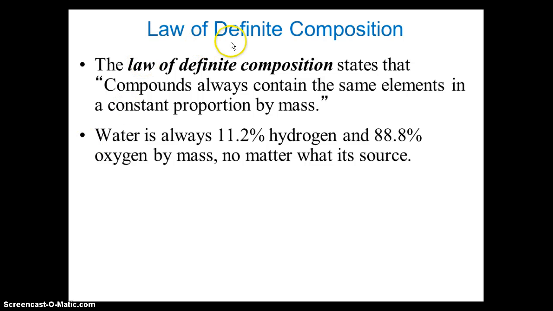In this law of definite composition, a compound always contains the same elements in a constant proportion by mass. For example, water is always 11.2% hydrogen and 88.8% oxygen by mass, no matter what its source. So the composition of the elements in the compound remains constant. Proportions by mass remain constant.